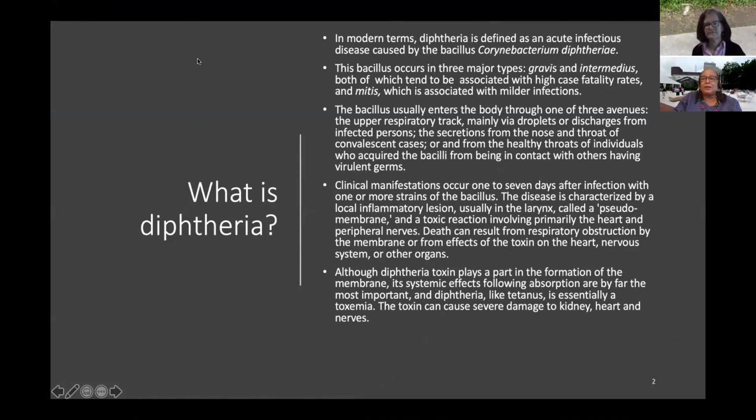So the first thing I want to tell you about is a little bit about diphtheria itself. Can you see those slides okay? All right. In modern terms, it's defined as an acute infectious disease caused by a bacillus, Corynebacterium diphtheriae, as many med students know it. The bacillus occurs in three major types, and the most severe type is associated with high case fatality. There's also a milder type, which is associated with mild infections. It usually enters the body through the upper respiratory tract, mainly via droplets or infected persons' secretions from the nose.